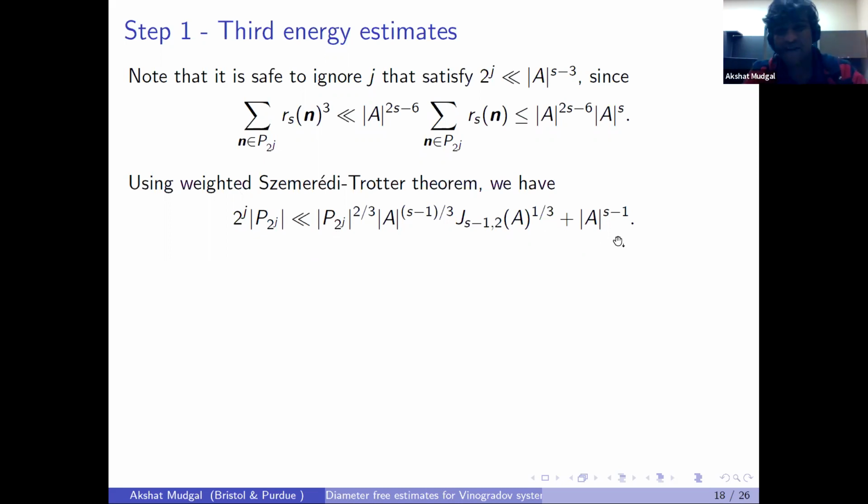In fact, I'm actually hiding a second error term which we could throw away because of this particular condition. Even before, in our preliminary attempt, we had two error terms, but they could not dominate the main term, so I carefully ignored them. But this is the inequality you get when you apply the Szemerédi-Trotter theorem.